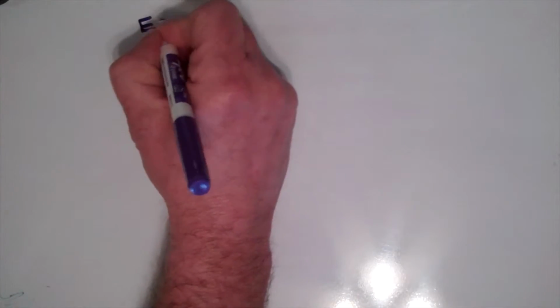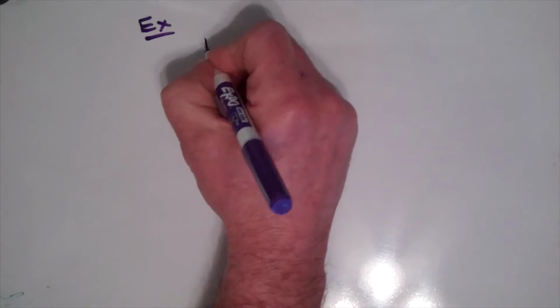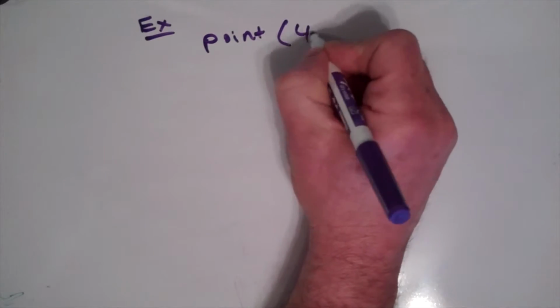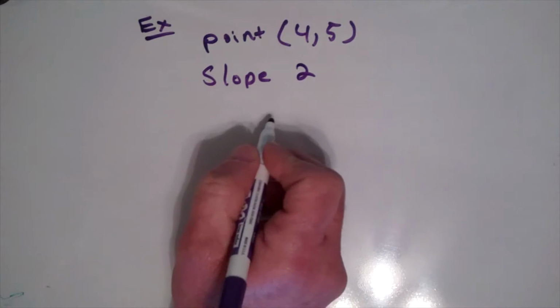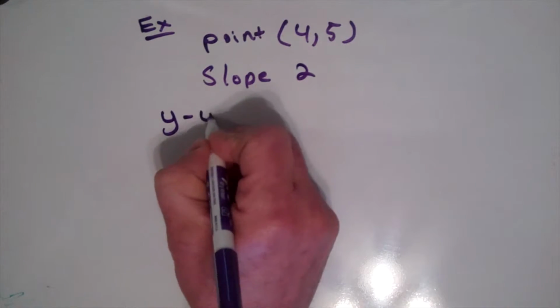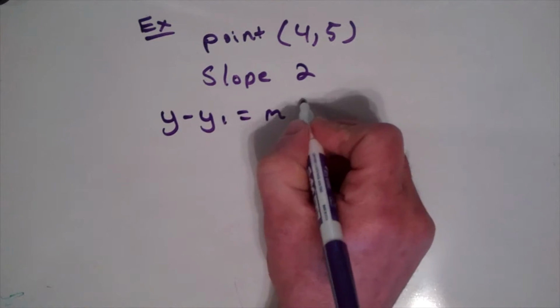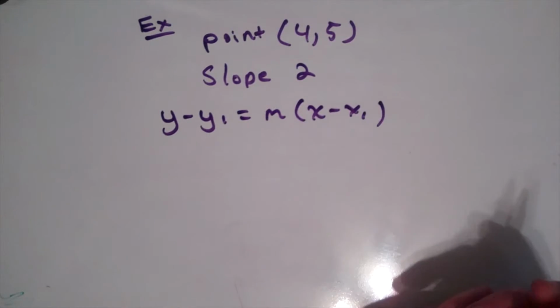Now, let's move on to another example. The point will be 4, 5, and the line has a slope of 2. So, first, write down the formula. Y minus y1 equals m times x minus x1.